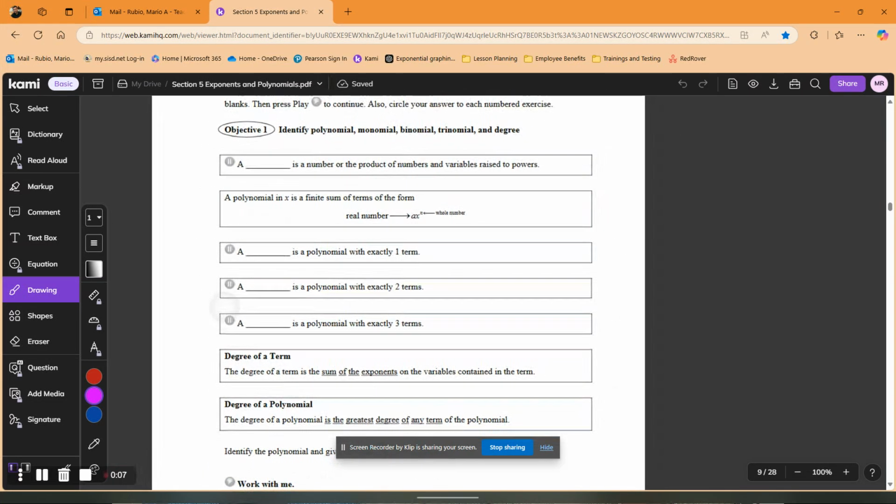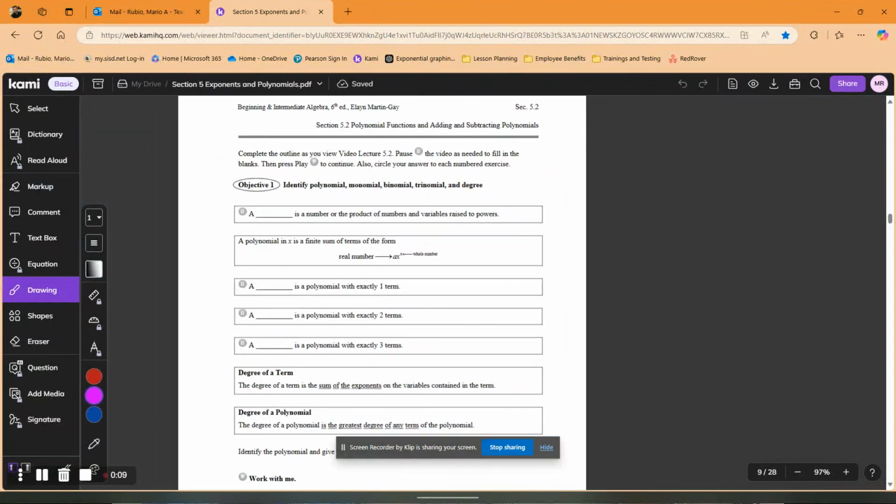I'm going to go over your notes from section 5.2, polynomial functions. It was assignment number 14 in Teams. You should have finished it. You should have the paper from right before we went on break.